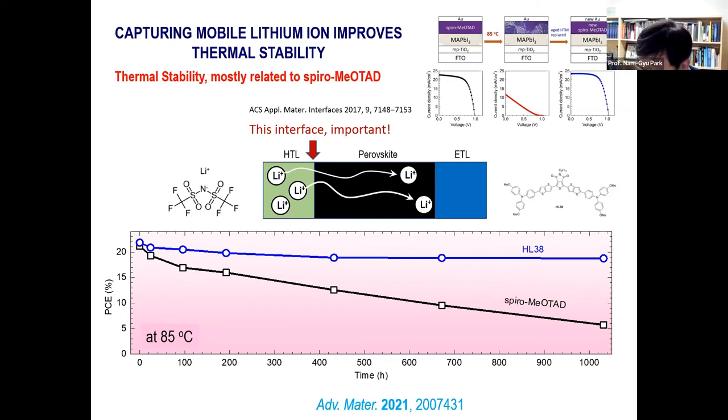For long-term stability on the illumination, continuous illumination. Yes. And the question is the effect of the scan rate. We know the scan rate effect. I think scan rate is not so important for long-term stability measurement. I don't think that the maximum power point is more important. The scan rate is actually not so important for the long-term stability and illumination. Well, if you do maximum power point.